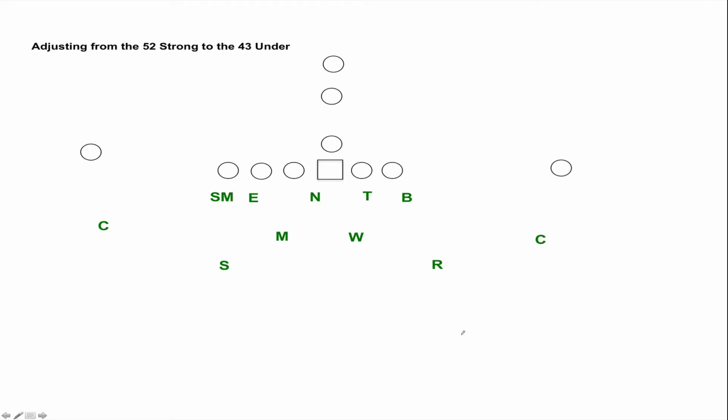In a 43 under situation, we'll leave our secondary as is and we can run it cover 4 lock, cover 3, cover 2, just as we would in a 52 strong. The only difference is we're making adjustments to the front. We would drift our sandbacker back so he becomes a third linebacker. Our will backer would bounce over. Our Mike backer would bounce over.